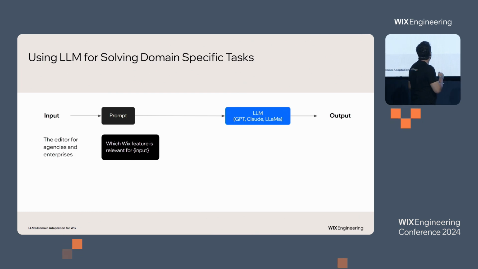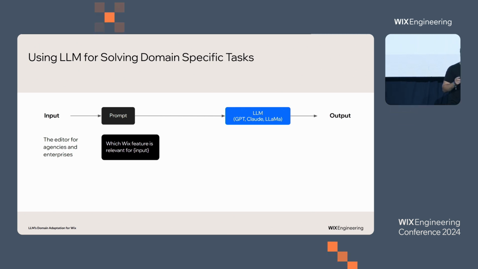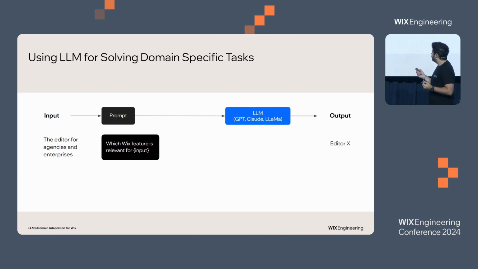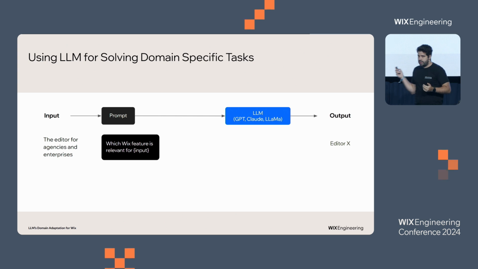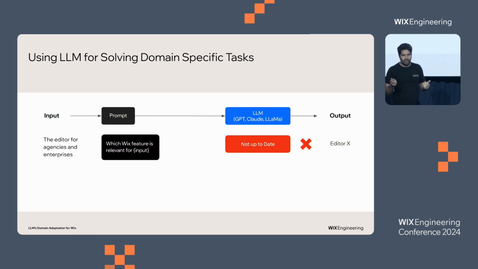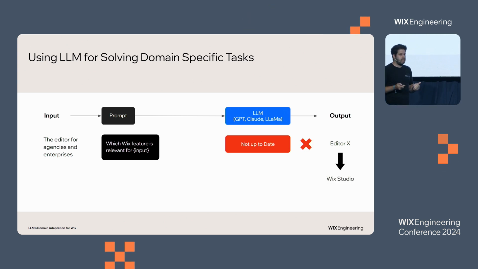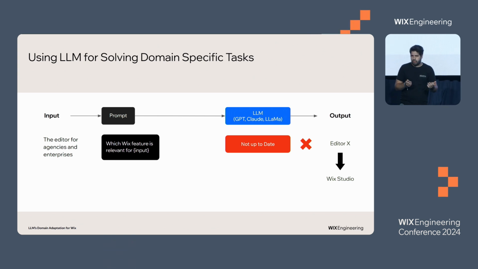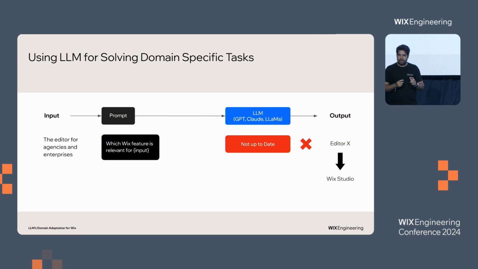So the input can be "the editor for agencies and enterprise." You hope that if you give it to GPT or whatever vendor LLM, you get the right result, which might be Editor X. You know it's wrong, right? Today we have Wix Studio. It means that the models are not really up to date with recent information we know at Wix. They are not really custom to Wix yet.